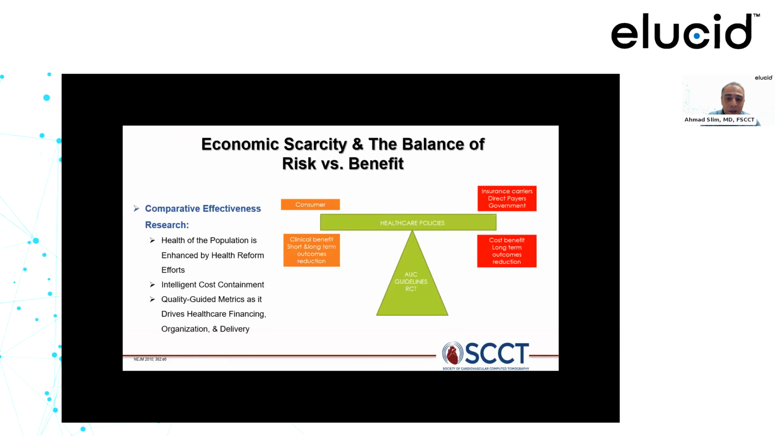All payers have policies, and these are national policies. And when these policies are generated, there's a lot of balancing that leads to these policies. We assume that it's based primarily on guidelines and randomized clinical trials, but it's really that the guidelines are the pivoting point, balancing out the consumer, long-term benefits, short-term benefits, coverage, and payments. So there are a lot of components that goes into generating a healthcare policy.